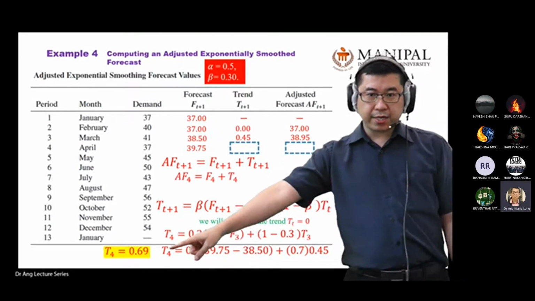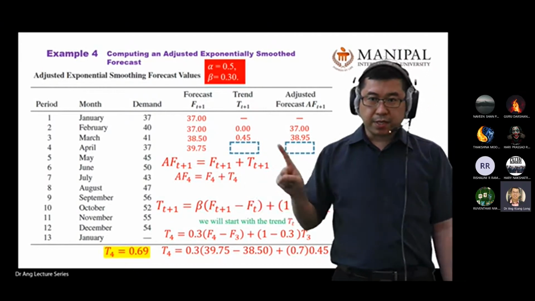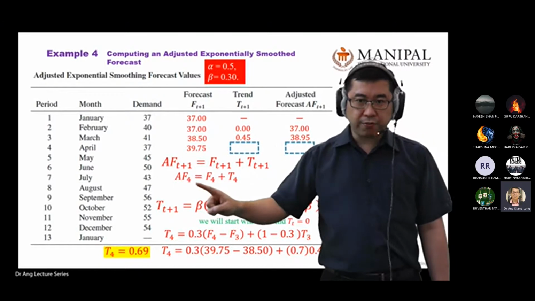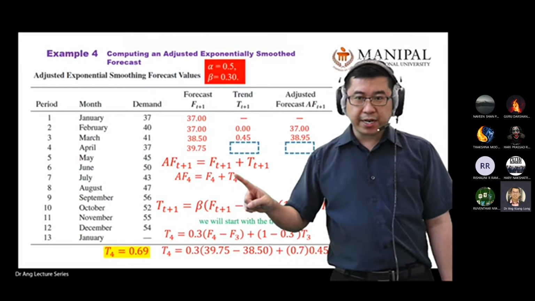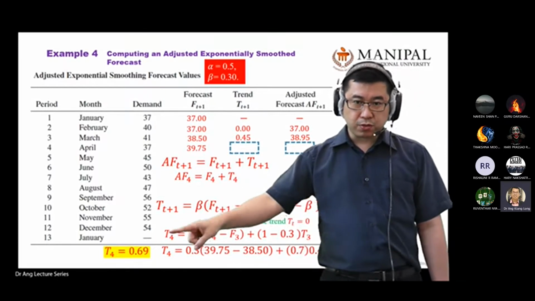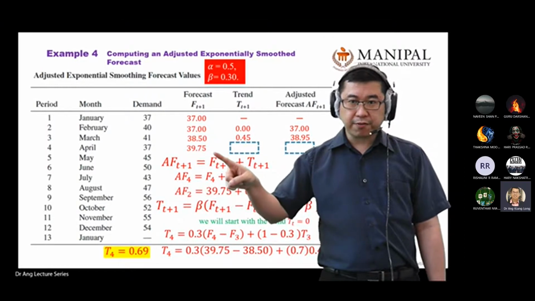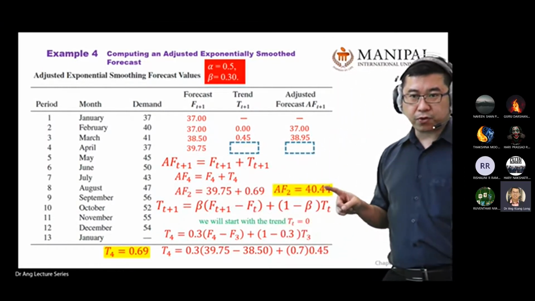Once you get this one, calculate AF. So this is AF 1, 2, 3, 4. So AF4 equal to forecast number 4 plus trend number 4. So trend number 4 you calculated already. So F4, where is F4? This one. Okay, press calculator, you get AF equal to 40.44.